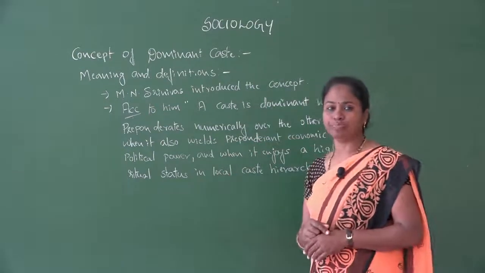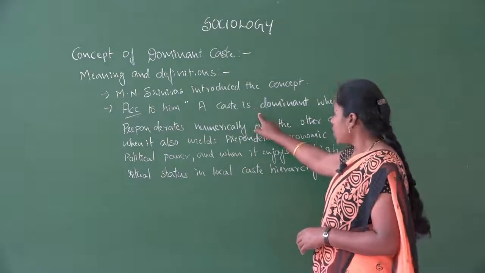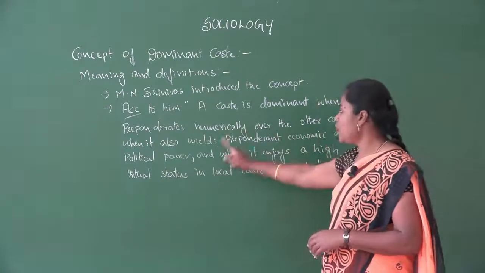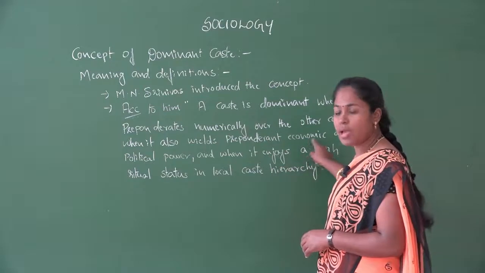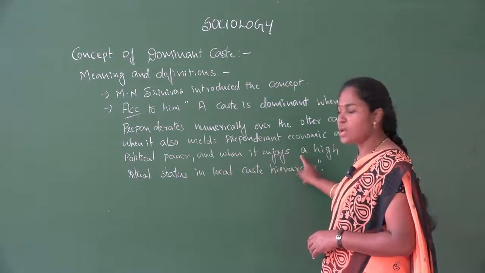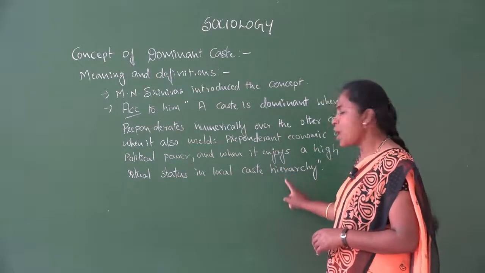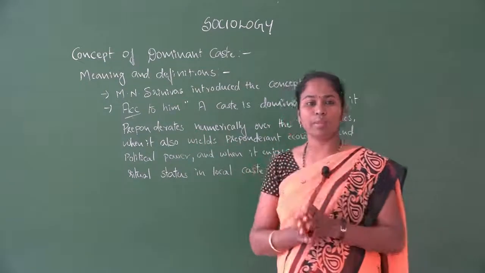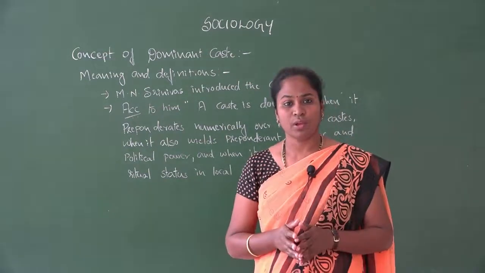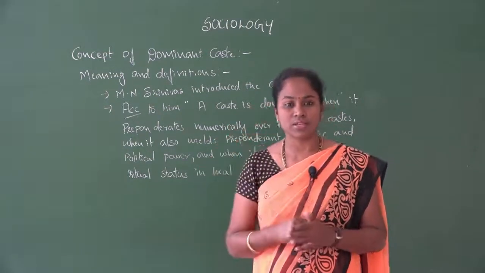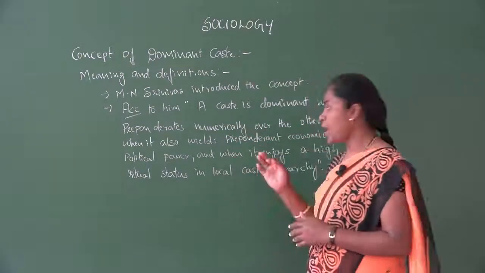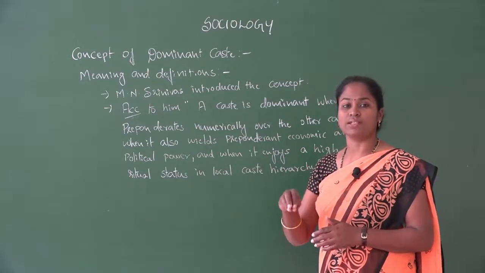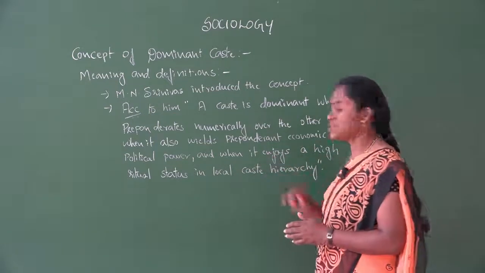According to him, a caste is dominant when it preponderates numerically over the other castes, when it also wields preponderant economic and political power, and when it enjoys a high ritual status in the local caste hierarchy. So when a group of people are numerically very strong, so the strength is high in the society, and also economically and politically very strong in the society, that group of people we call a dominant caste.